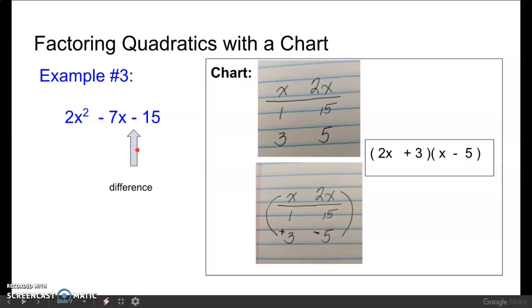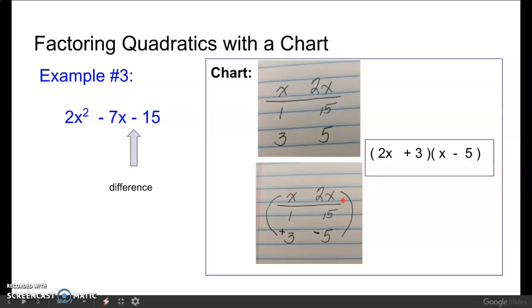Okay, this is the first one where you're looking for a difference. So when you're working with the chart, that becomes really important. And you're looking for a difference of negative 7x. Again, you're always looking for the middle no matter what. Whether it's a sum or difference, you're looking for the middle. So I started with my chart. I didn't even worry about my signs yet. So x and 2x for my first term, 1 and 15 and 3 and 5.